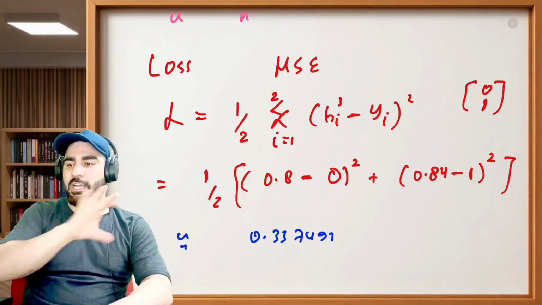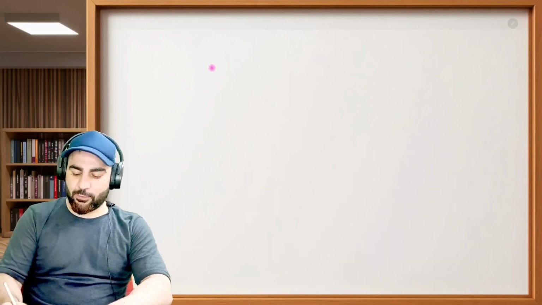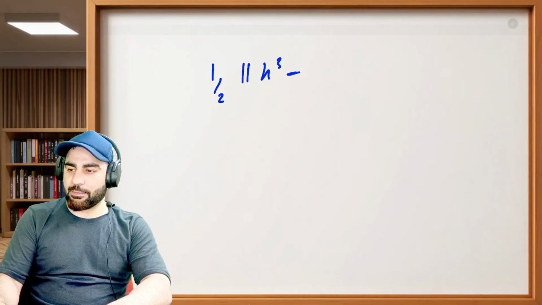And when we perform this calculation, if I can directly write the loss, what we basically did is 1 by 2 times h3, take that whole and subtract y, and take the norm 2. This is called norm 2.